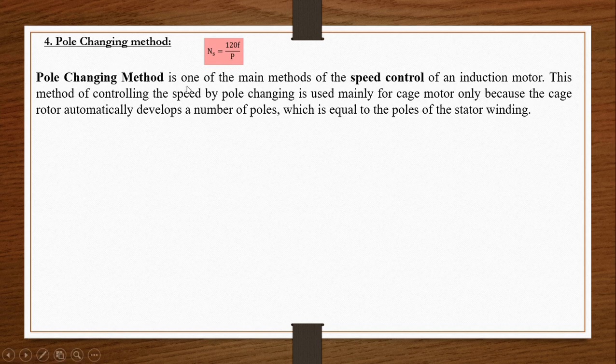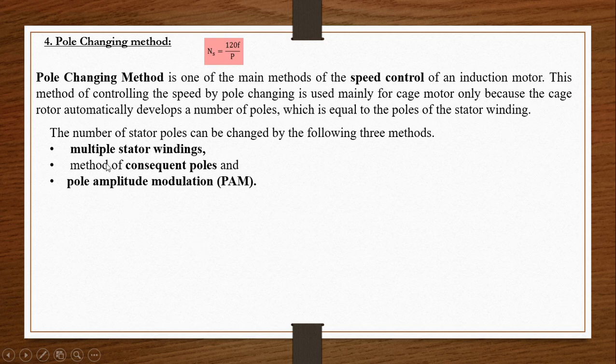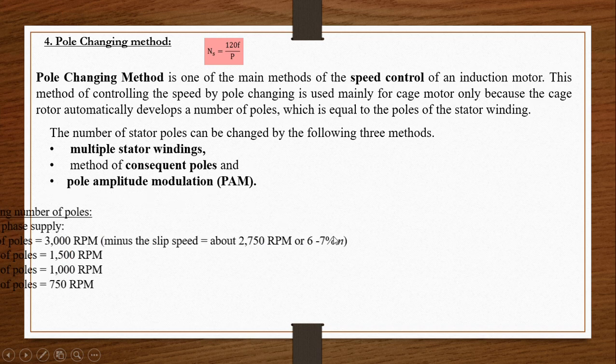Pole changing method is one of the main methods of speed control of an induction motor. This method of controlling the speed by pole changing is used mainly for cage motor, squirrel cage motor, only because the cage rotor automatically develops a number of poles which is equal to the poles of the stator winding. Pole changing method is achieved in three various ways. First one, multiple stator winding. Next one, method of consequent poles, and the last one, pole amplitude modulation.